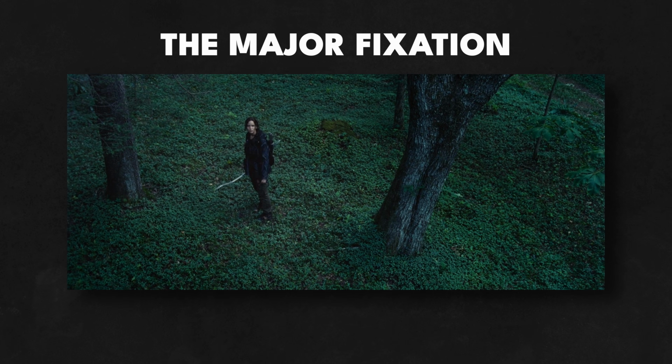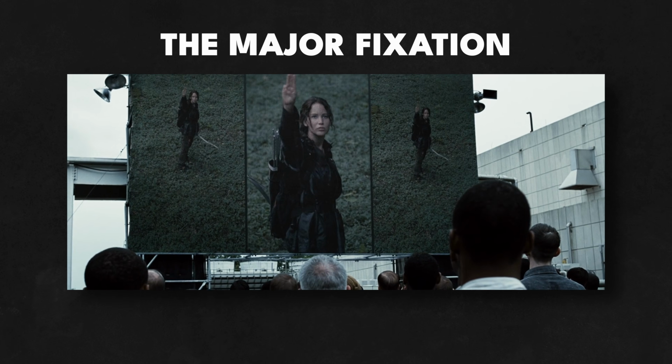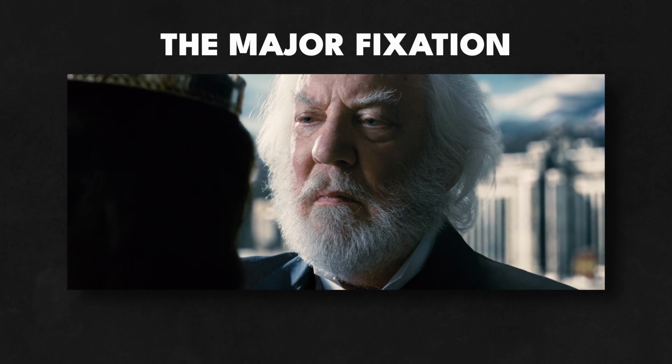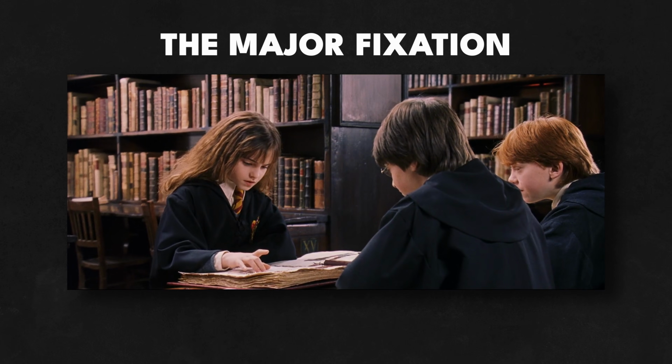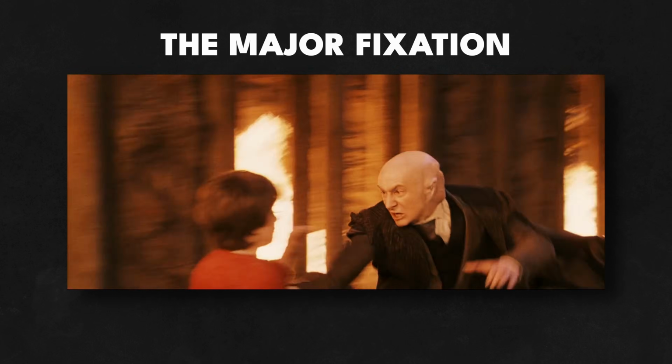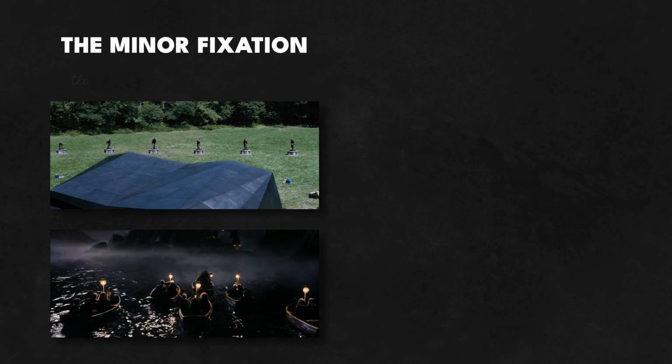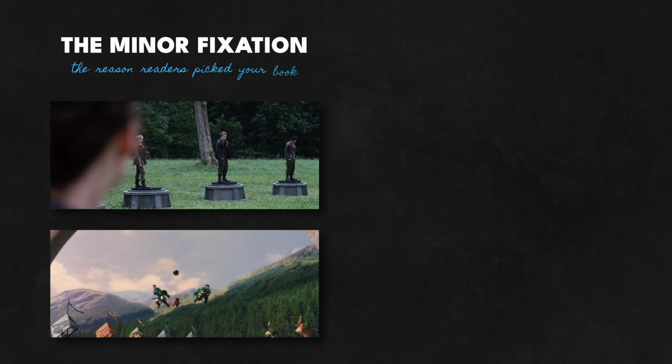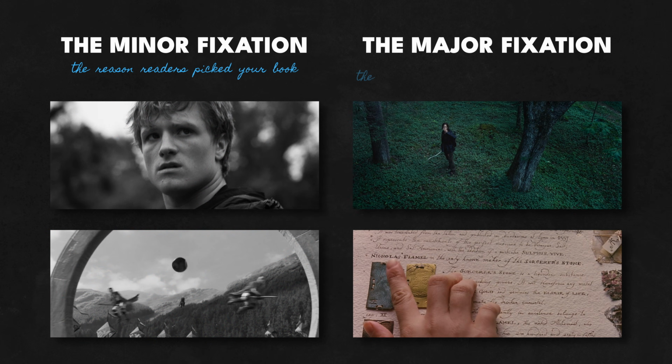In the Hunger Games, that major fixation is to outwit the Capitol and take down a totalitarian regime. In Harry Potter, the major fixation is to get to the Philosopher's Stone and defeat Voldemort. You see, the minor fixation is the reason readers picked your book, and the major fixation is the reason they will forever remember it.